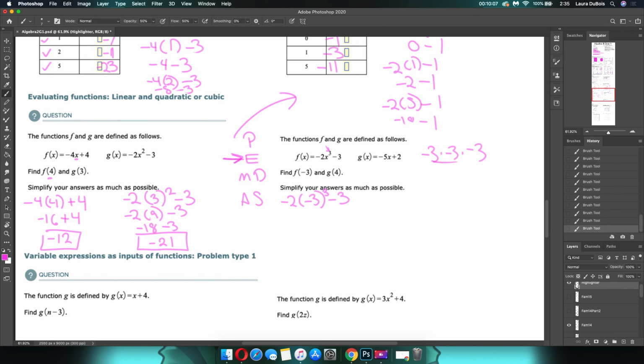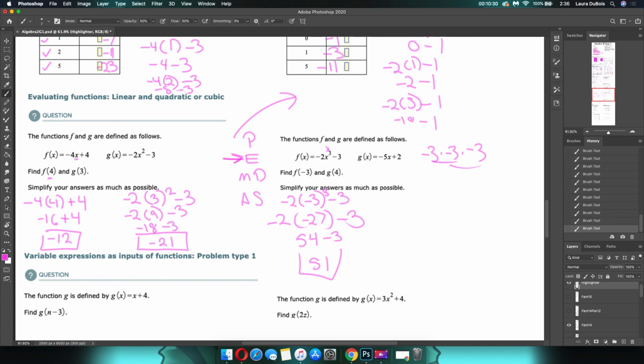So negative 3 times negative 3 is positive 9. Positive 9 times negative 3 is negative 27 times negative 2 minus 3. So negative 27 times negative 2. Some of you may need a calculator. Ms. DuBois is going to show off and say that that's positive 54 minus 3. Our answer is going to be 51.